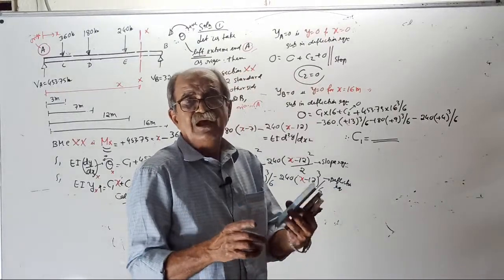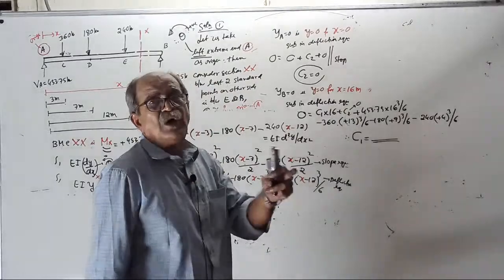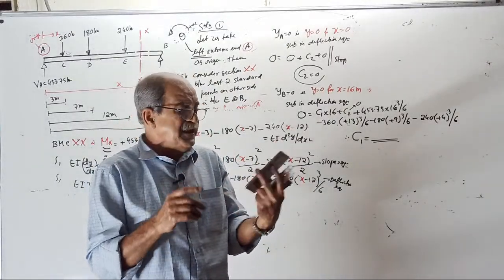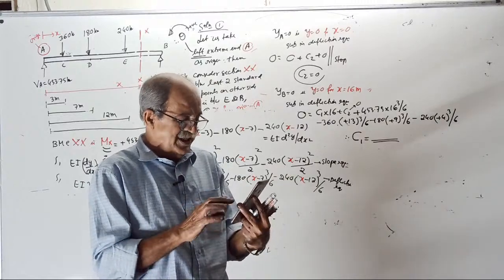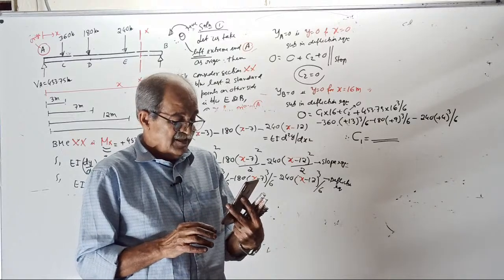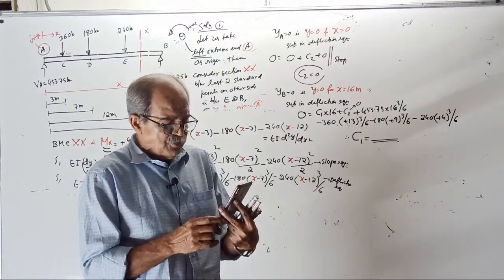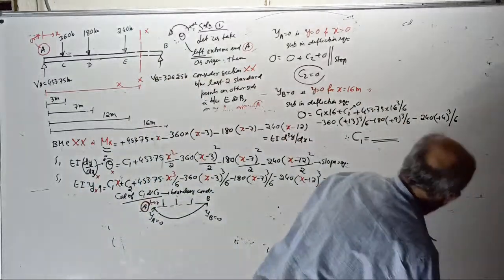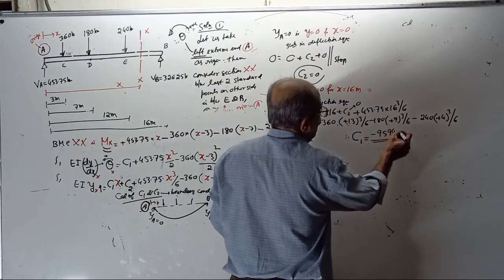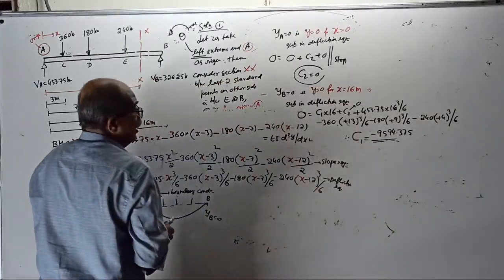Don't give wrong answer. At least two persons should give the same answer, because when I change the origin, if the answer is not coming, that is the end of my class. Don't worry, just for fun. Don't give wrong answer. Minus 9594.375. Minus 9594.375. Okay.